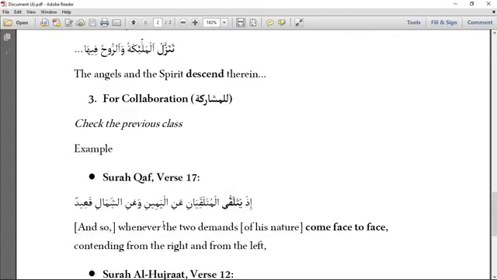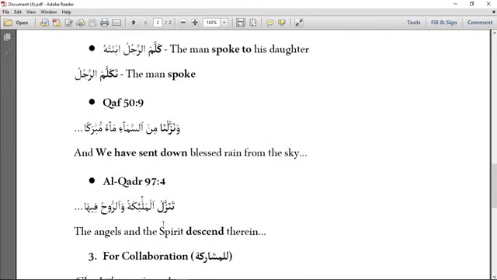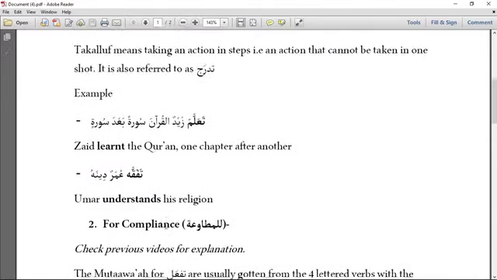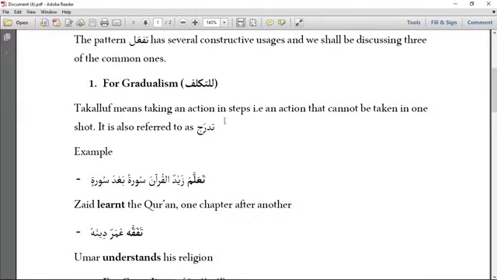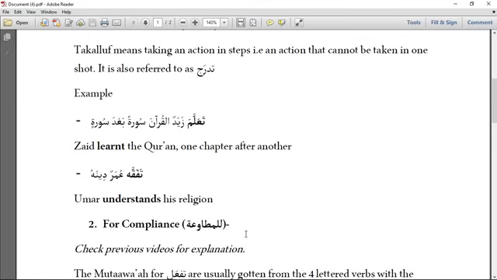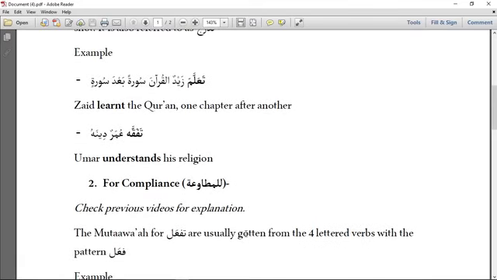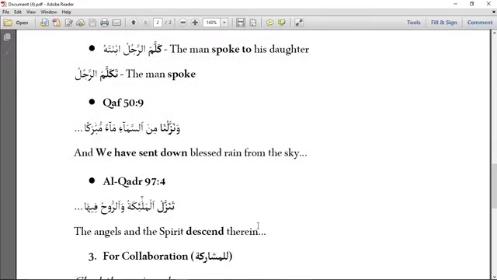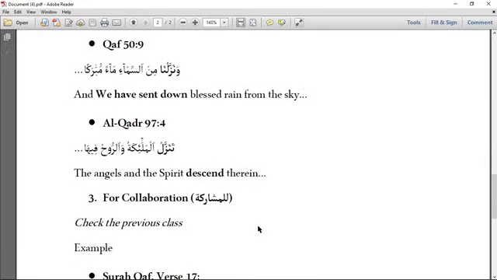So once again, the tafa'ala shape is commonly used for three things. The first one is gradualism, the takalluf, an action that is performed in steps before it takes completion. The second one, lil mutawa'a, for compliance, an action that is transitive that is now converted to an intransitive action. Then lil musharaka, for collaboration, an action that is performed mutually between two or more entities.